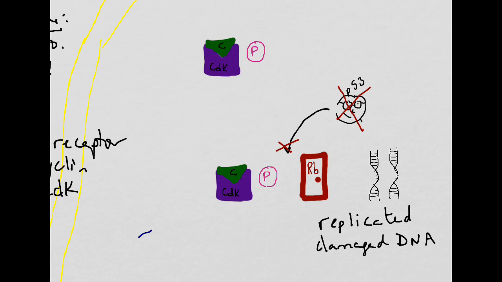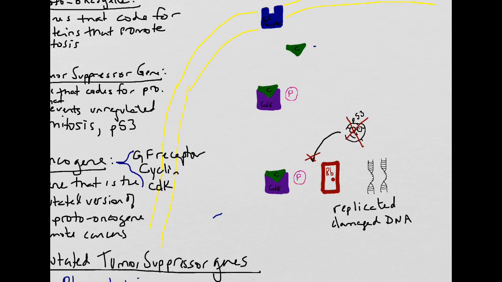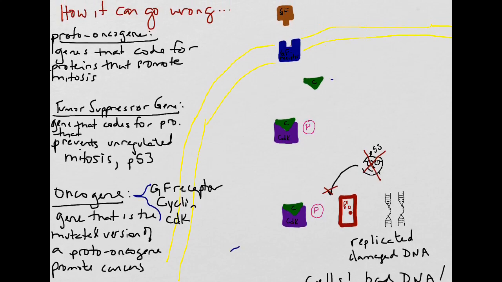Okay. So you can see how these things probably go hand in hand. If you've got damaged DNA that affects P53, and maybe it affects also the growth factor receptor or cyclin or CDK, you're going to end up with a lot of cells growing, and they have bad DNA. So a big clump of cells with bad DNA means cancer. Okay. So that's how it can go wrong.